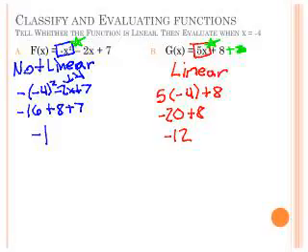Look for those x values. If you add squares, cubes, x to the fourth, it won't be a linear function. You can only have a single x term in there. You can have multiple of those x's as long as they're not being multiplied together. You need a single x. That 5 out in front doesn't actually change anything from it being a linear function.